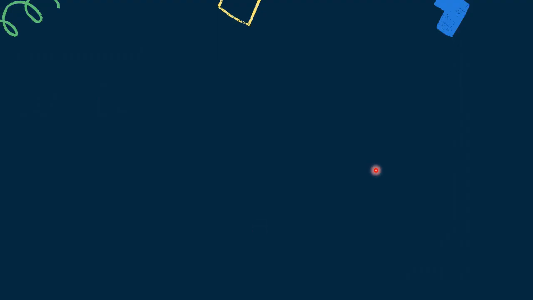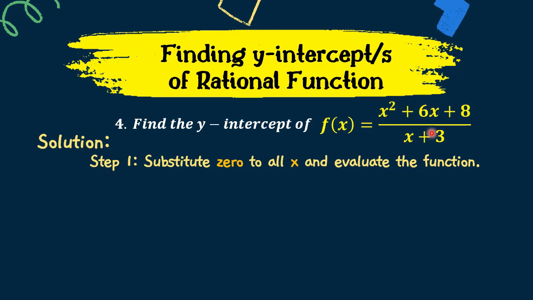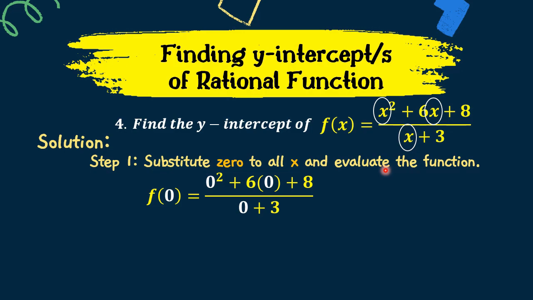Let's have another example. This time, we will try to find the y-intercept of this given function, (x squared plus 6x plus 8) divided by (x plus 3). We will simply substitute 0 to all x. From the given function, we have x's in the numerator and the denominator. So simply substitute 0 to all x's.